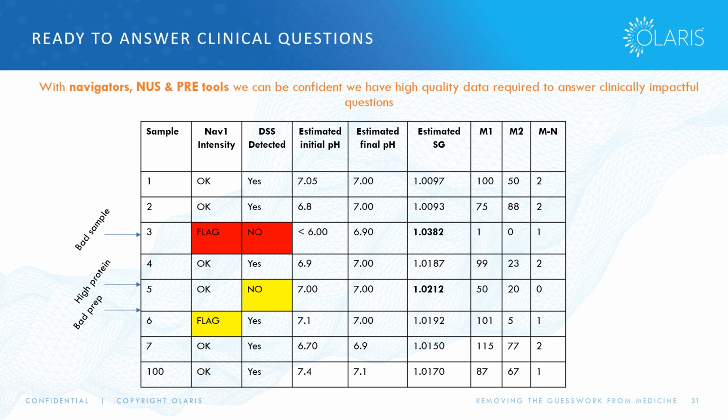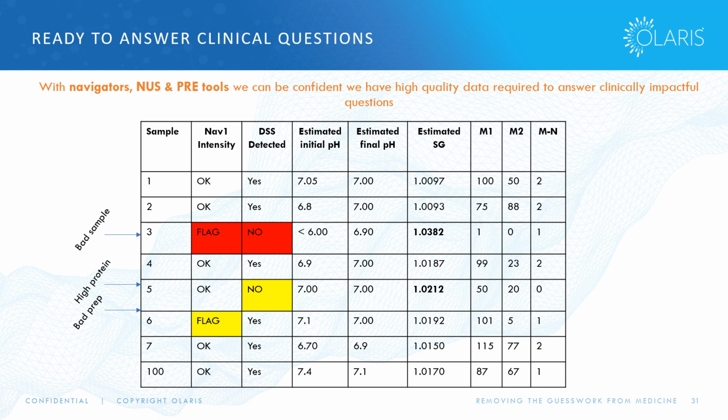In the end, if you get a table like this, you're in a really good spot to do your metabolomics data project. In fact, you can have samples like this one that were flagged because the Navigator 1 intensity was bad, or DSS was not detected, so your sample was probably proteinous. So you should probably discard that sample from your data set because you don't want bad data in.